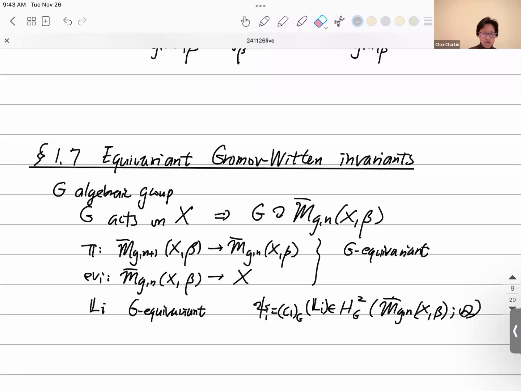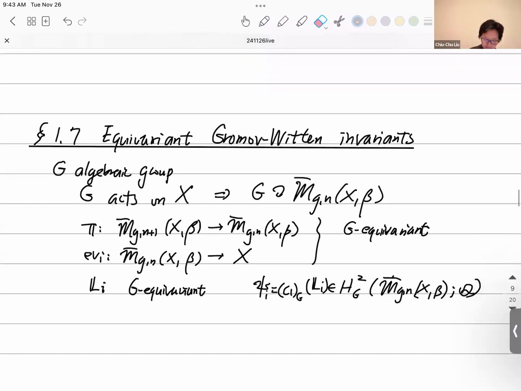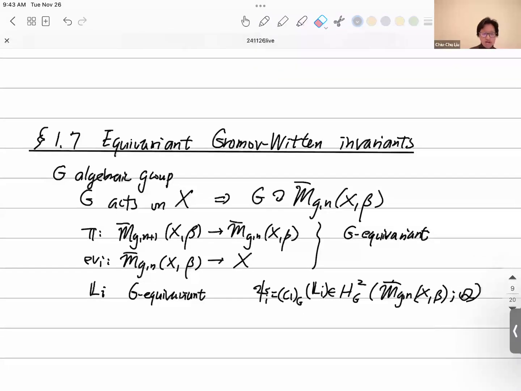I will start with a more general setting. Suppose that we have an algebraic group acting on X. Then the group action on the target will induce a group action on the moduli of stable maps. Each group element will give us an automorphism of the target X, and we can compose a stable map with any automorphism. So we see that the G action on the target induces a G action on the moduli of stable maps.